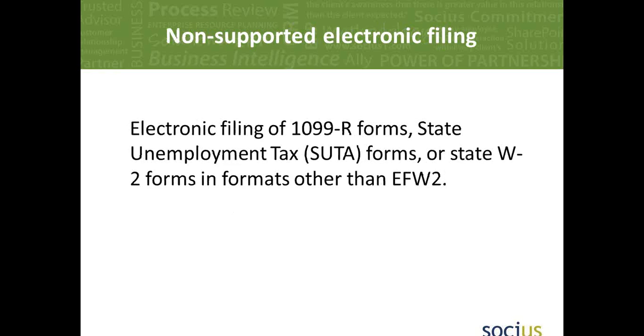As I mentioned, there's some non-supported electronic filing. GP does not do electronic filing for 1099-R forms. It does not do electronic filing for state unemployment forms or W-2 formats that are in a format other than the EFW2 format required by the IRS. If you're interested in filing some of these other forms electronically, there are products available to do that. You just need to contact your lead consultant or your account manager with Socius, and they can help you with that.